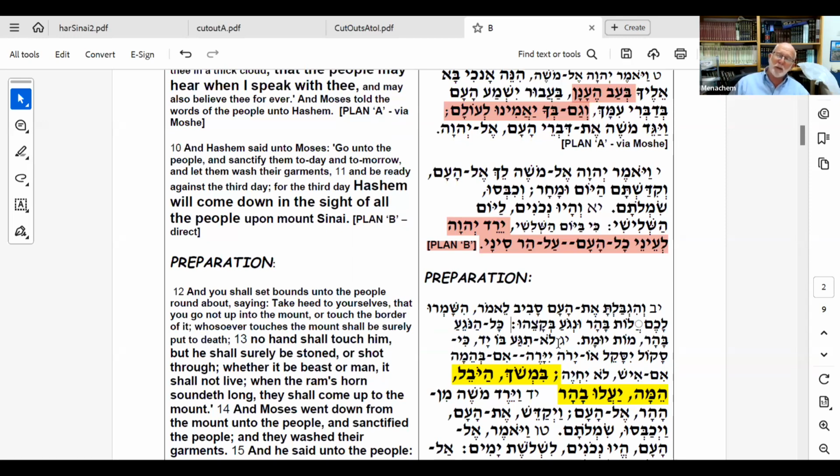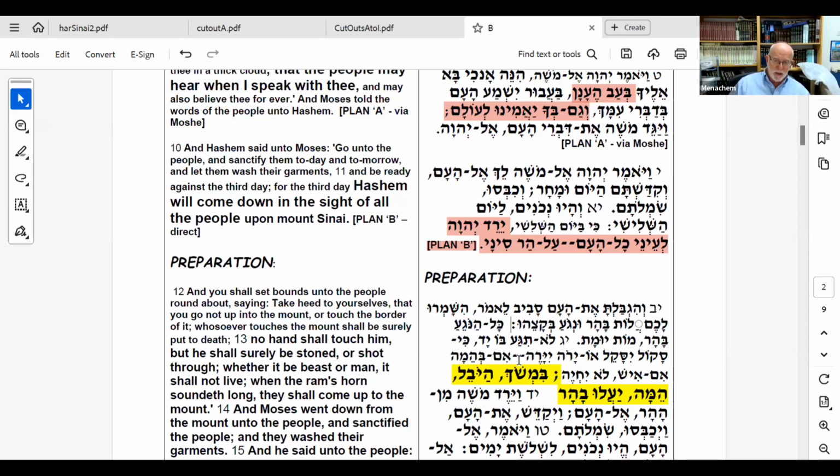And to make sure they don't touch it, if someone goes near the mountain, throw a rock at them, or shoot an arrow, because the ushers can't go up the mountain either. And therefore, you have to throw something at them. If they're farther, shoot an arrow or something. But no one can ascend the mountain. Even animals can't go up the mountain.